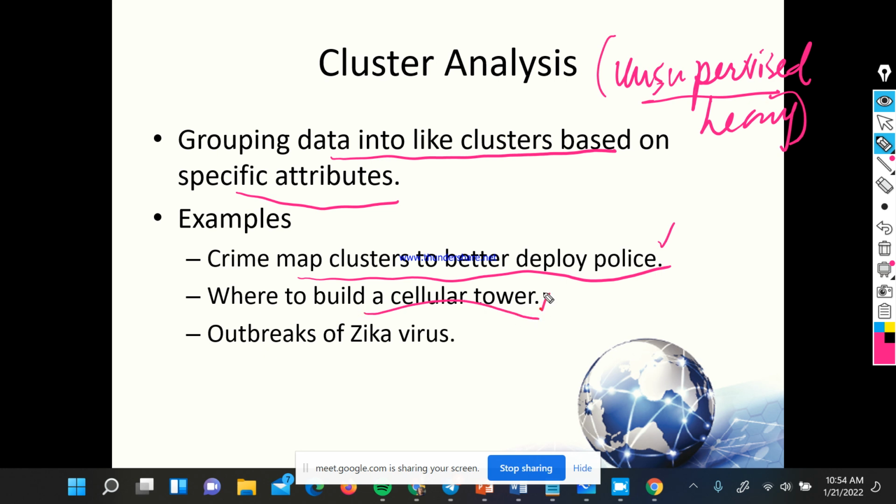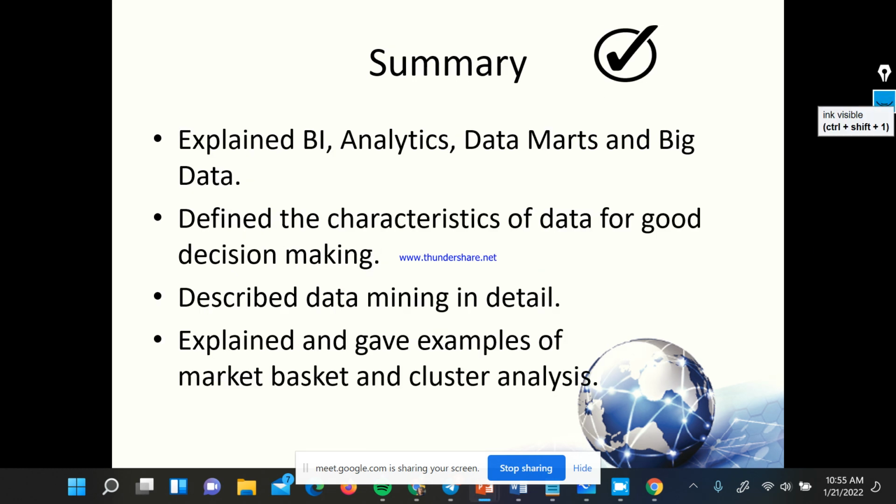How to build a cellular tower, the outbreak of disease and so on. I mean, I'm talking about Corona now. So practically, cluster analysis plays a very vital role, especially in web engineering. Web engineering, I'm talking about web documentation, surfing. Cluster analysis plays a very vital role. We can actually understand the surfing pattern of a particular user based on cluster analysis. So we can group users to understand their specific pattern, using an unsupervised learning scheme. That's actually cluster analysis.